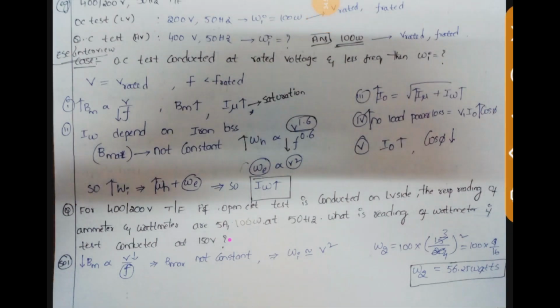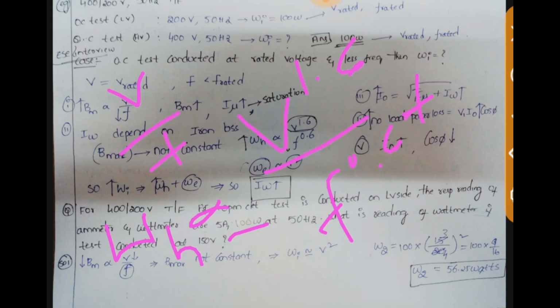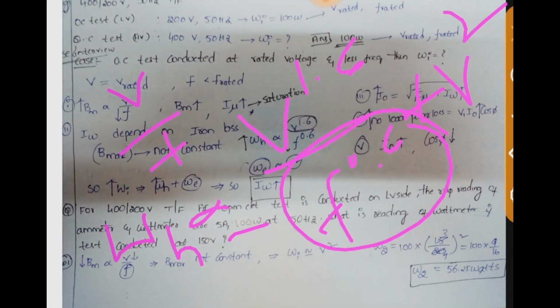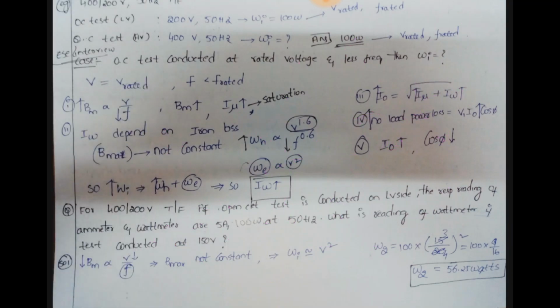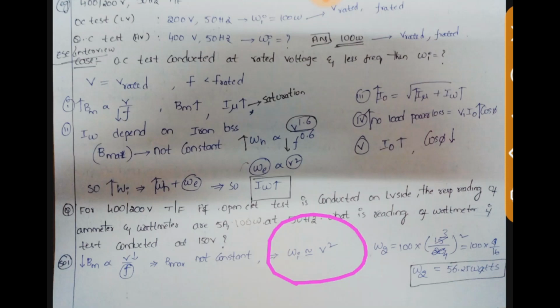Listen here, he has not given any data, he has only given 100 watt as total losses. In that case, when V by F is not constant, hysteresis loss is proportional to V power 1.6 and F power 0.6, and eddy current loss is proportional to V square. Since F is constant, you remove the F term. Now one is proportional to V power 1.6, another is proportional to V square. Now you approximate Wi as V square.